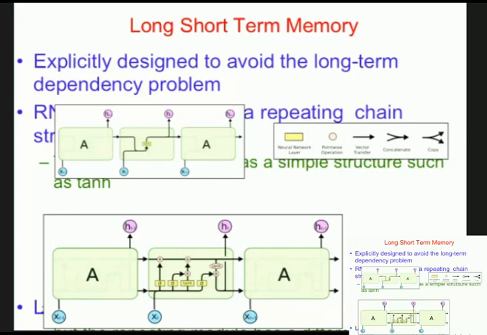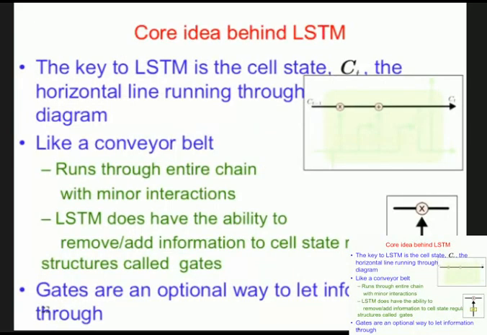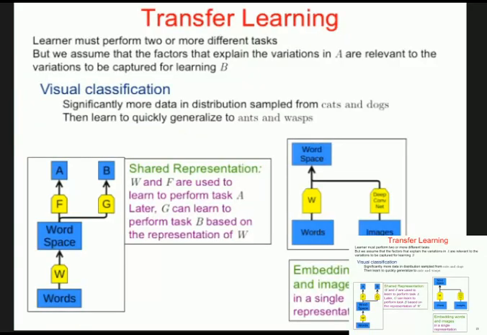So my apologies for my very simplistic view of it, but this is the solution for a language. Core idea behind LSTM: the key to LSTM is the cell state C, the horizontal line running through the diagram. They call the top line a conveyor belt, it runs through the entire chain with minor interactions. And LSTM does have the ability to remove or add information to the state regularly. And gates are an optional way to let information through. So you learn a different kind of module here called an LSTM module.